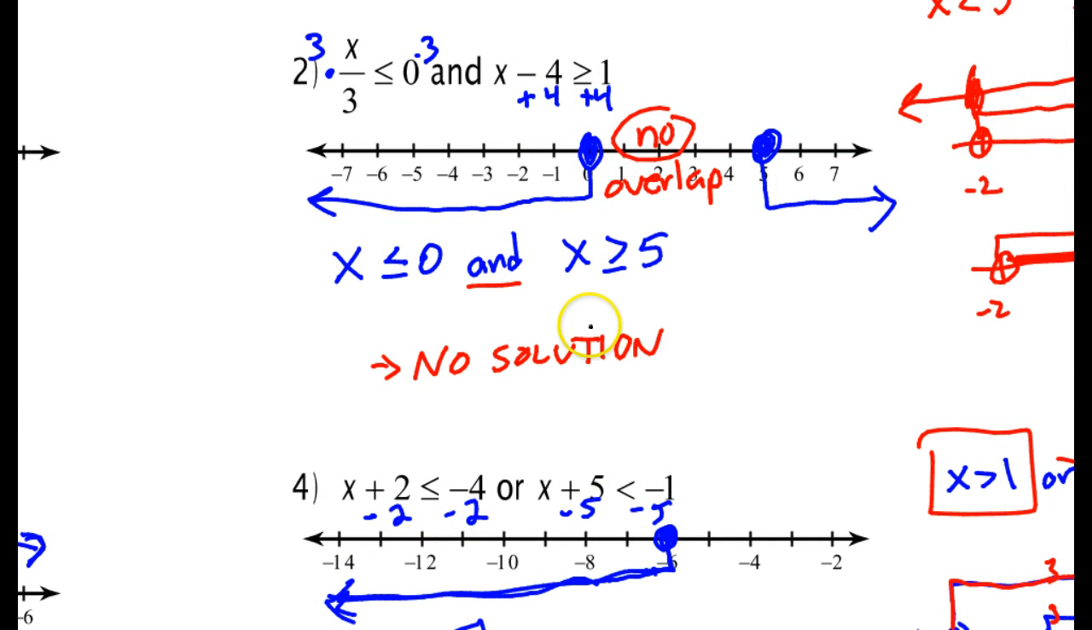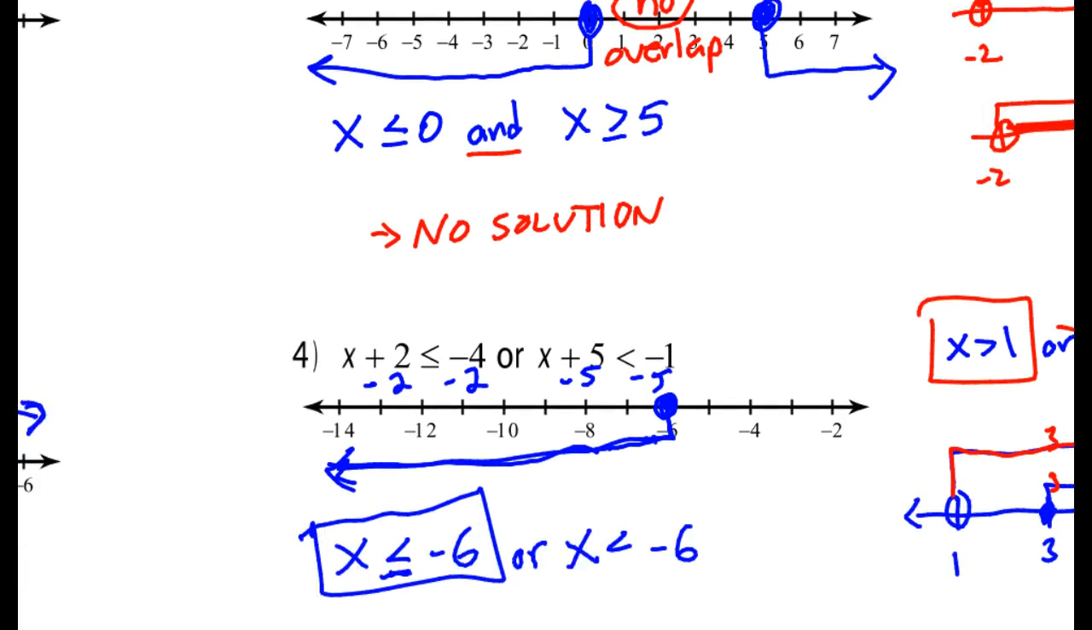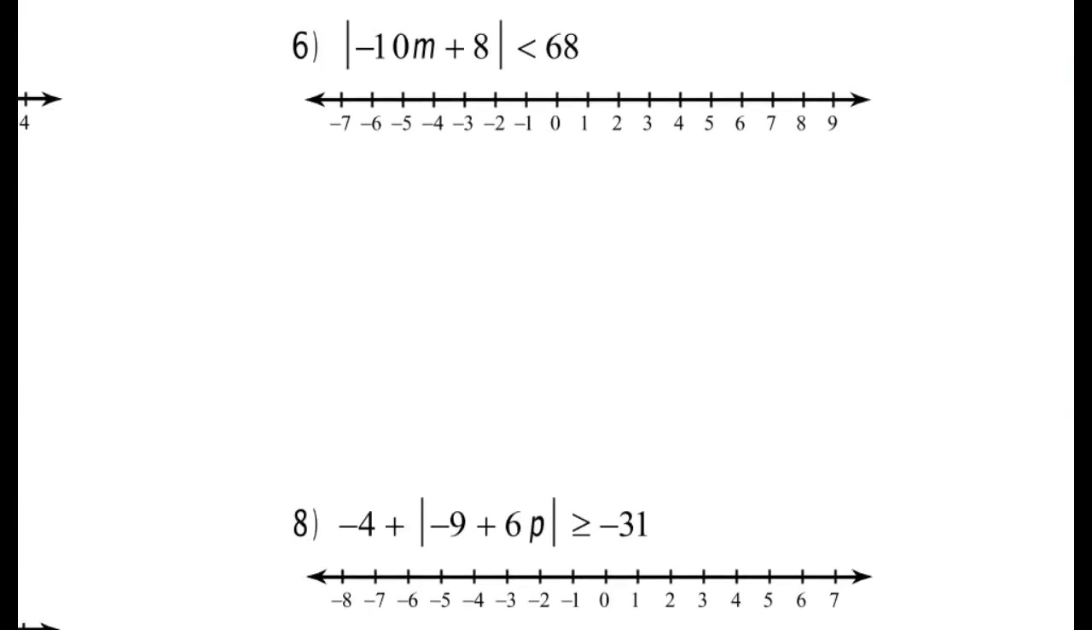And then here's another no solution. Remember, we're looking for an overlap. Okay, there's no numbers that are less than 0 and they're also bigger than 5. Those numbers never exist. Okay, so we can't have that. That's why there's no solution there. Okay, we might as well just finish the last two.